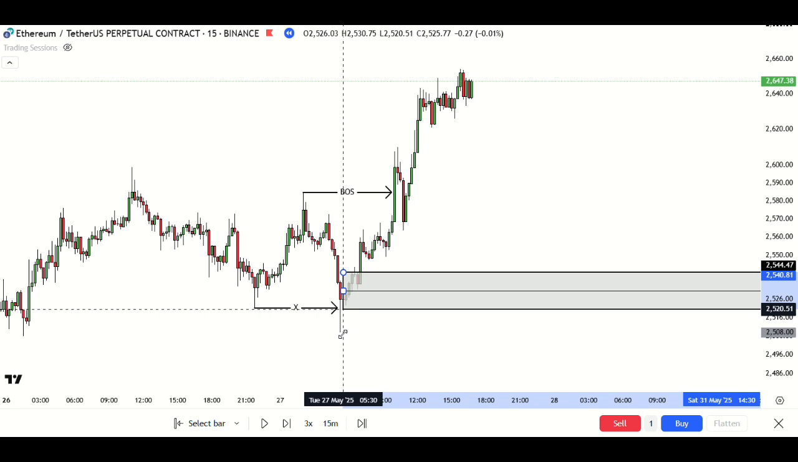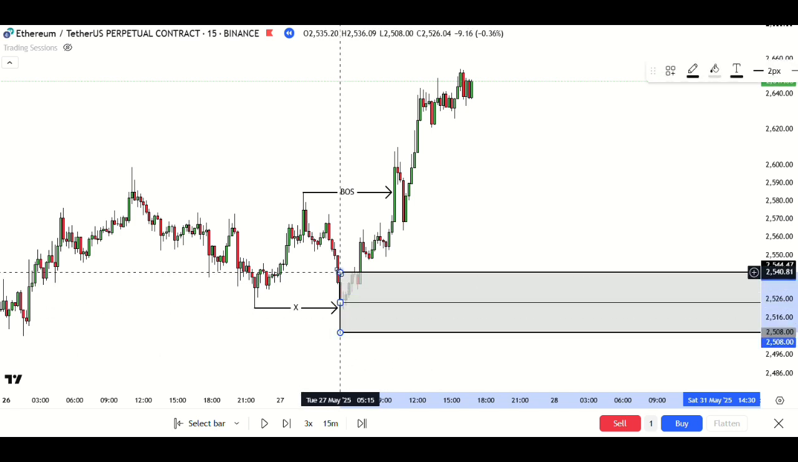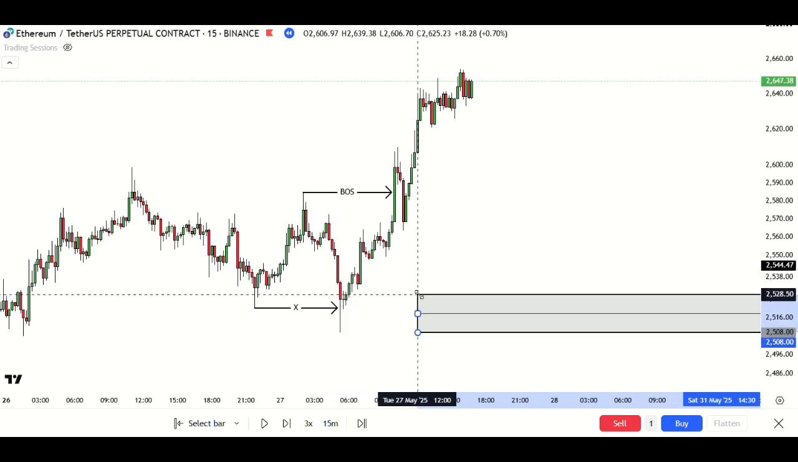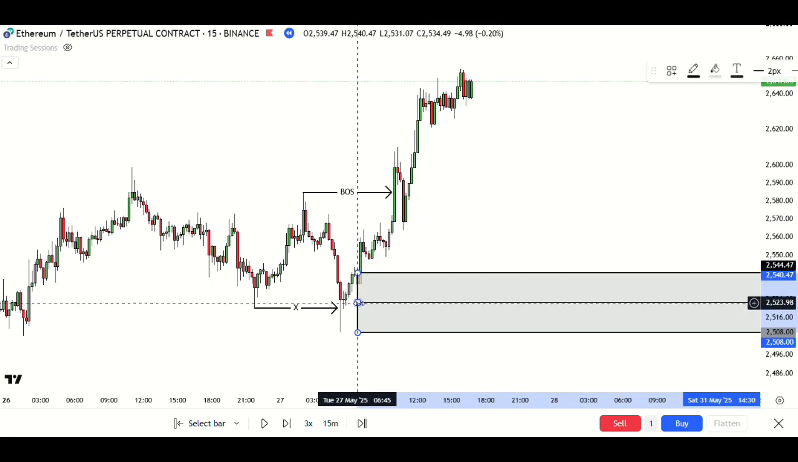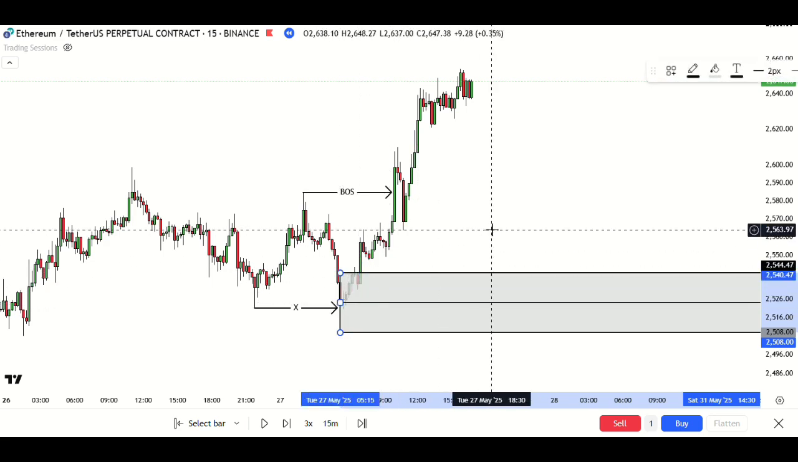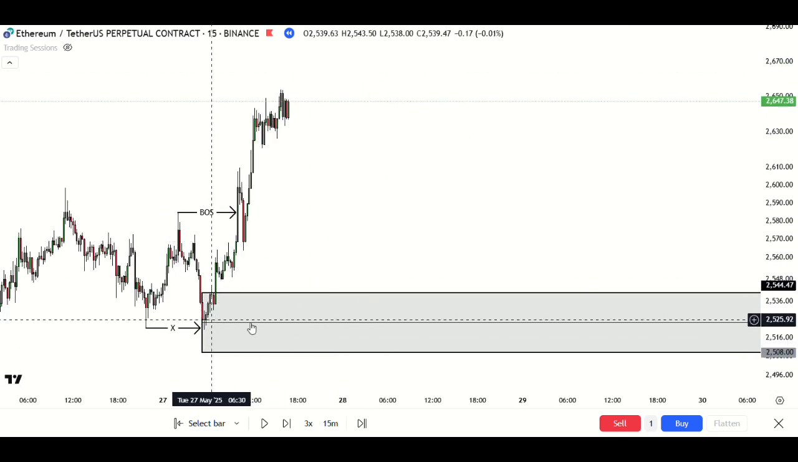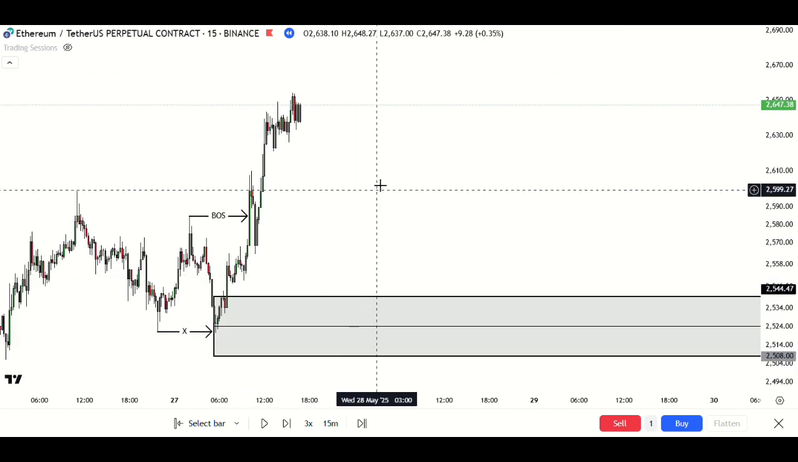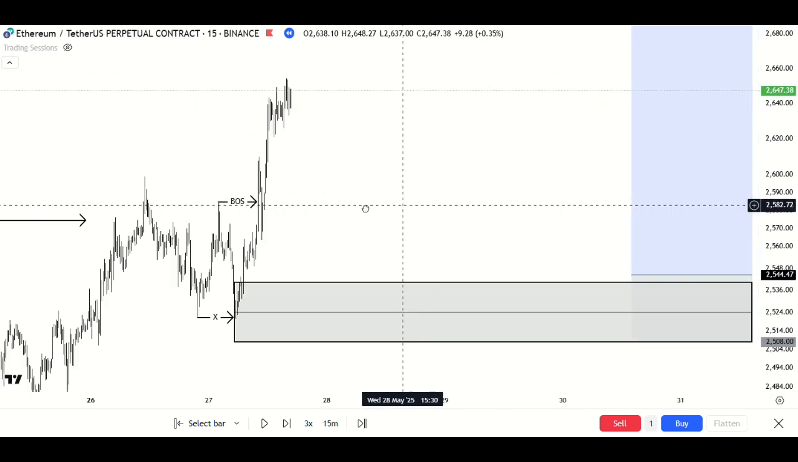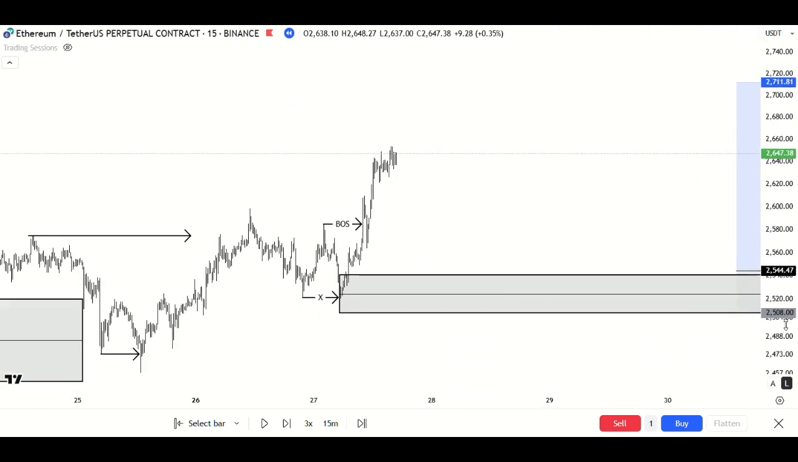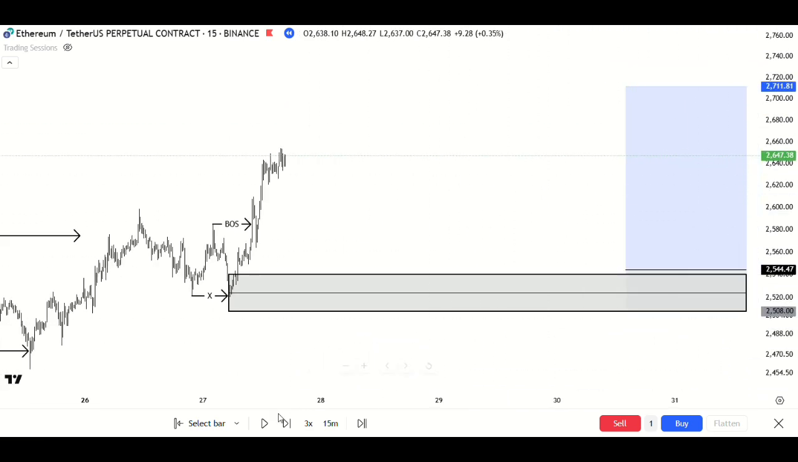So now what we're going to do is take the low of this candle, and we're going to mark wherever we have our significant fair value gap starting, which is right here. I'm going to cover that whole thing up. Now this right here is my order block. This is where I want to take the trade from. And as you can see, I already have that marked up.